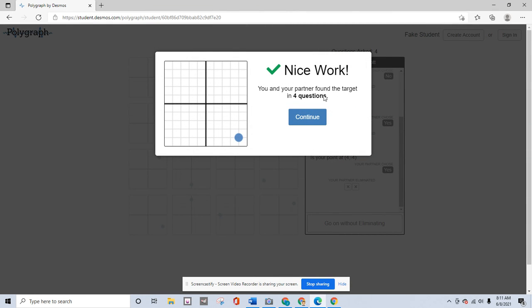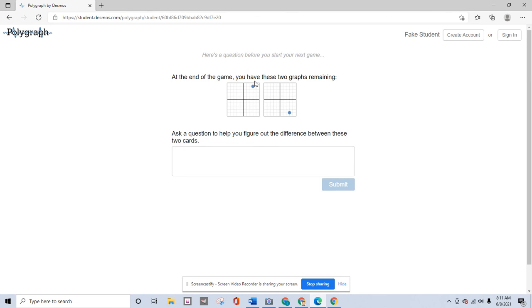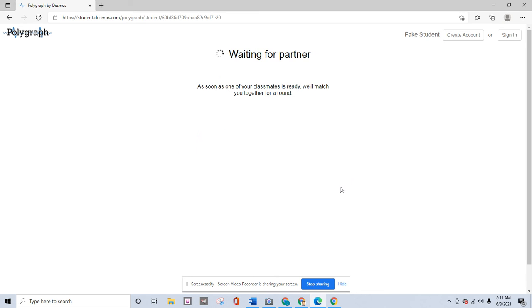Nice work. You and your partner found the target. And then you hit continue. It'll send you to the one question here. Ask a question to help you figure out the difference between these two cards. You could say, is it in quad 1? You can even start calling it quads. And submit. Then it'll say waiting for a partner, and you'll get another partner.